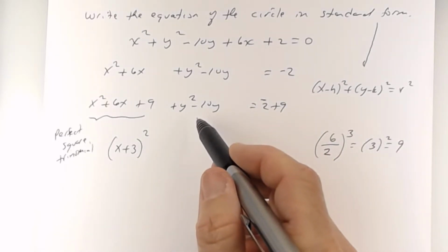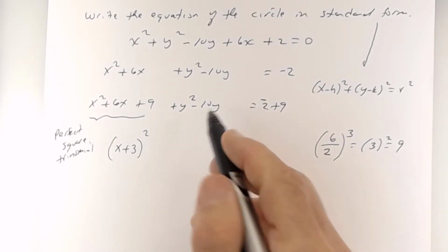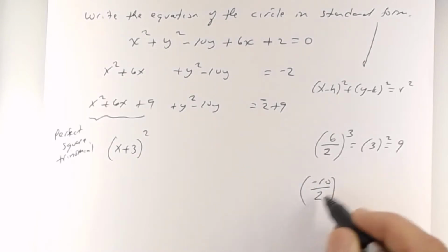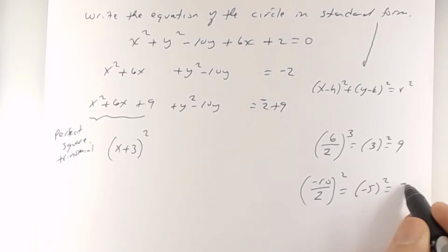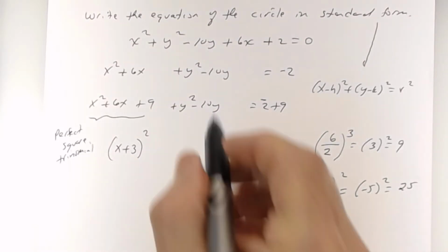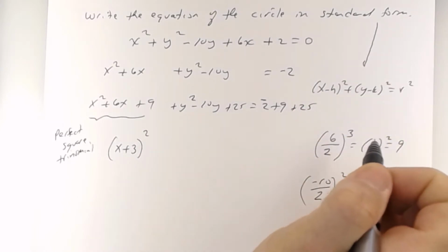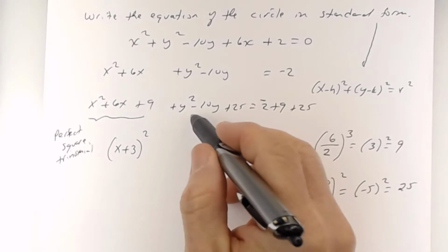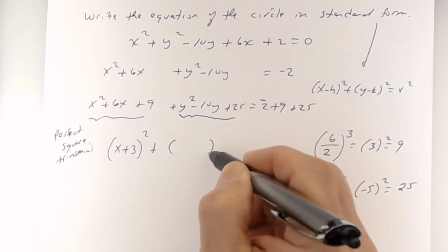I complete the square in the y's. So the coefficient of y is negative 10. I take half of that, and then whatever that is, I square it. So that's negative 5 squared, which is 25. So I add 25 to both sides. And again, if I'm doing this correctly, this should now be a perfect square trinomial.